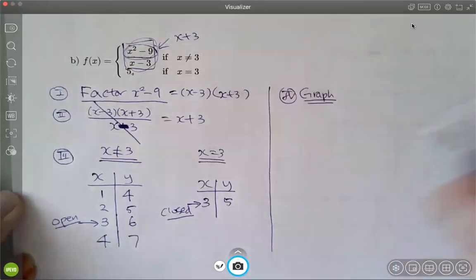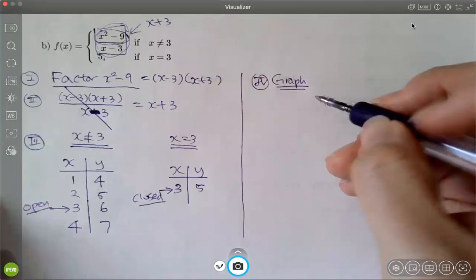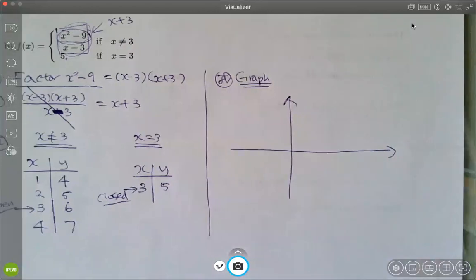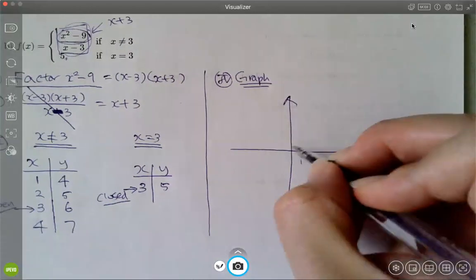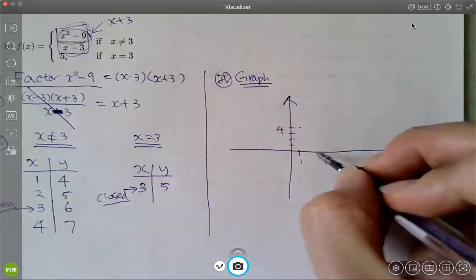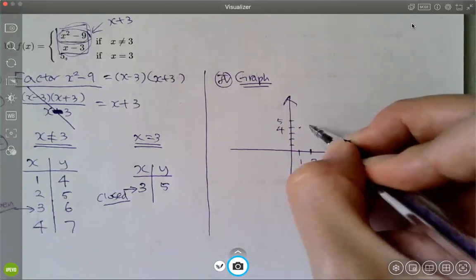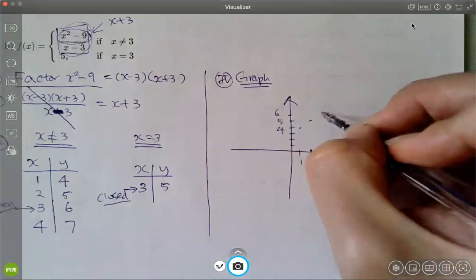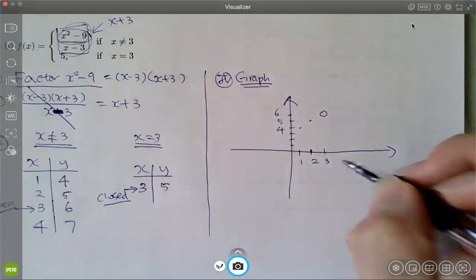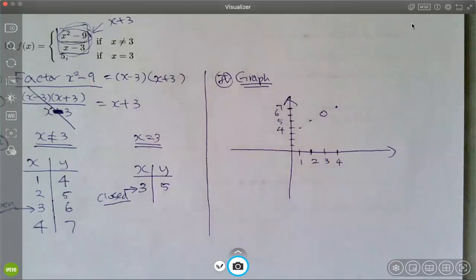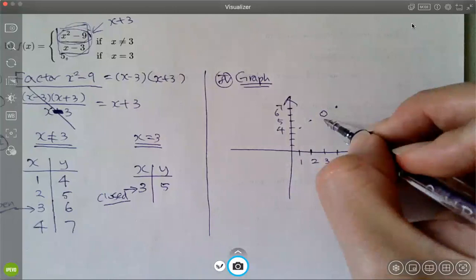So how does the graph look like? So here is the xy plane, and 1, 4. 1, 4. 1, 2, 3, 4. So that's here. 2, 5. That's here. And then 3, 6. That's here, but that's an open dot. And then 4, 7. Somewhere here. And then 3, 5 is right here, the closed circle.